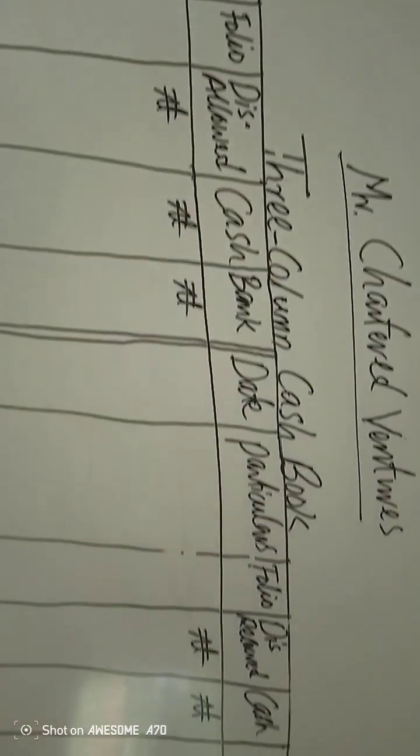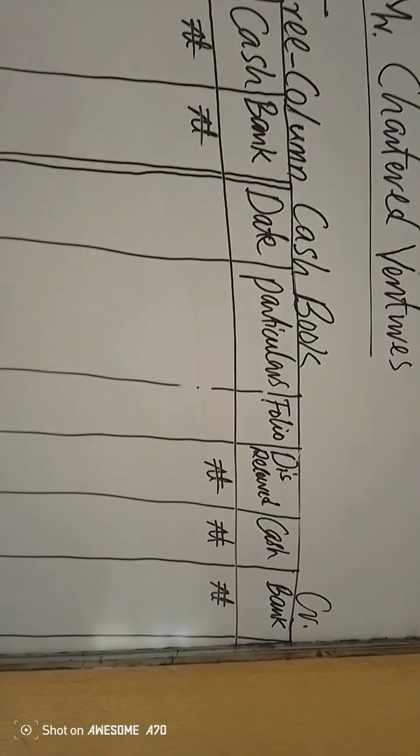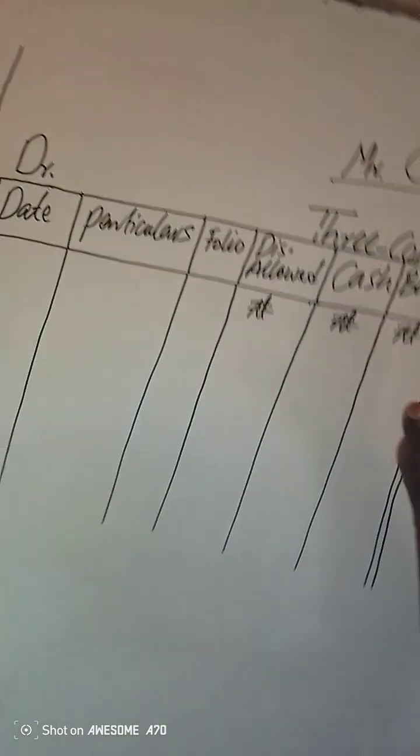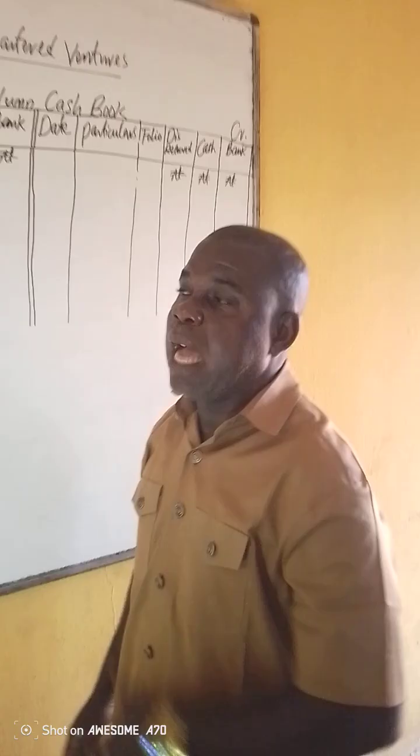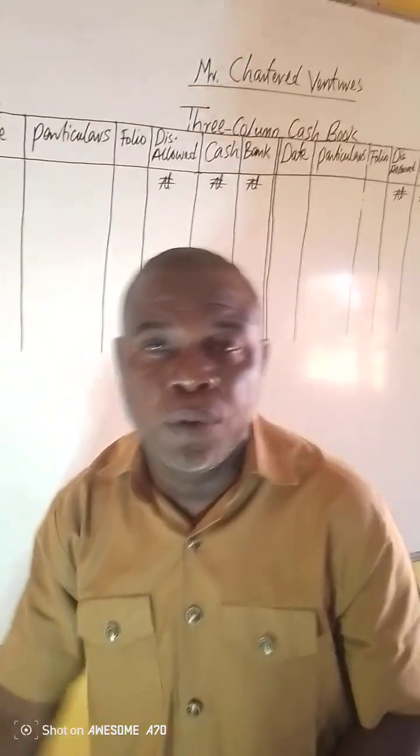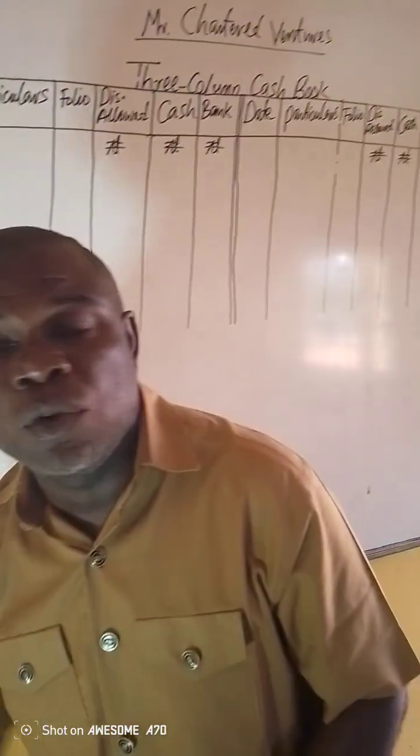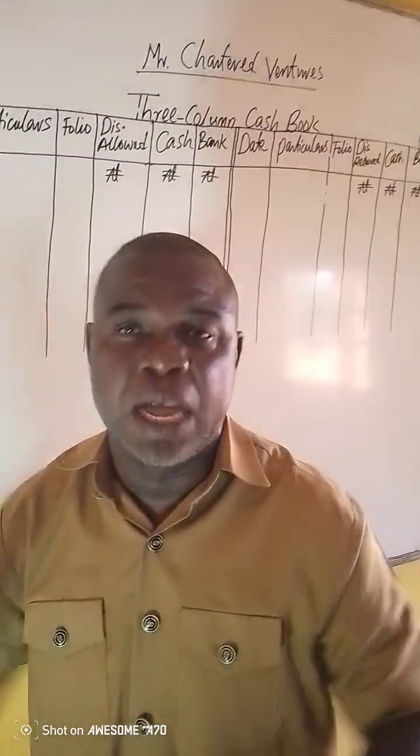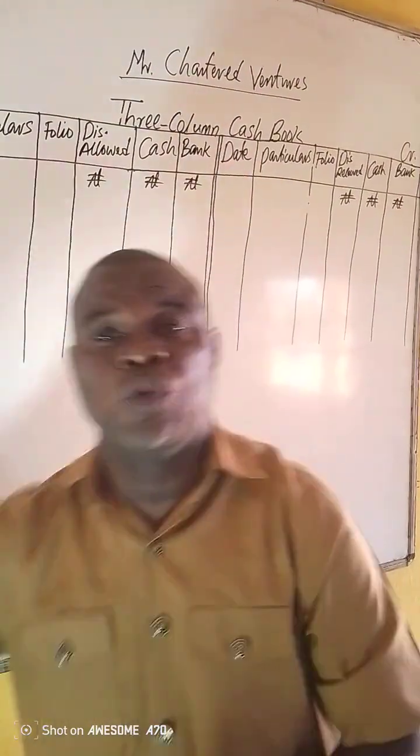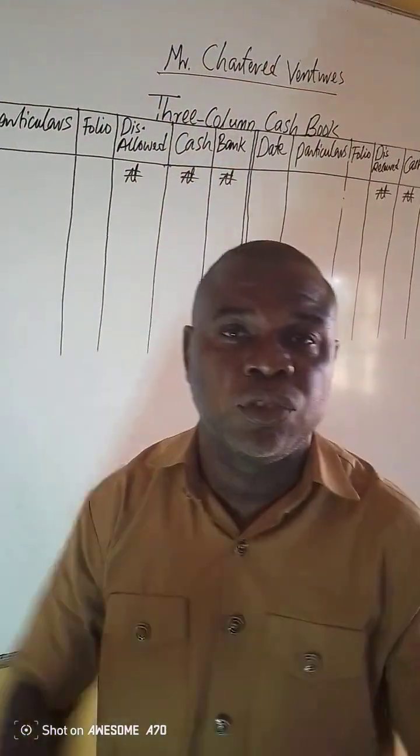Then the 3-column CASHBOOK has the debit side and credit side, and that's why a CASHBOOK is a book of original entry as well as a ledger. You can see it has the debit and credit side, and that is why it is both a book of original entry as well as a ledger. As we go further, the other books of original entry like the sales daybook, purchase daybook, returns inward and outward don't have debit and credit. And that is why the CASHBOOK is called a book of original entry as well as a ledger, because it's serving the two.